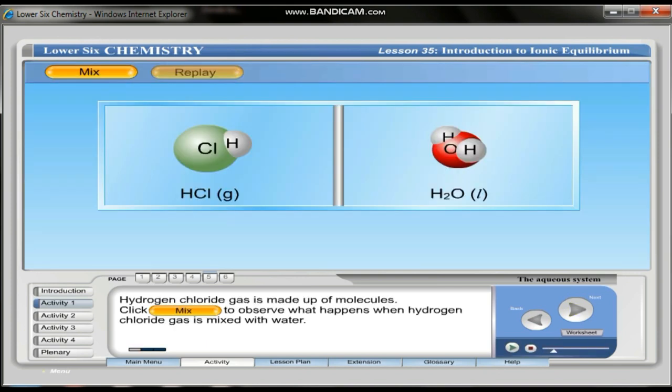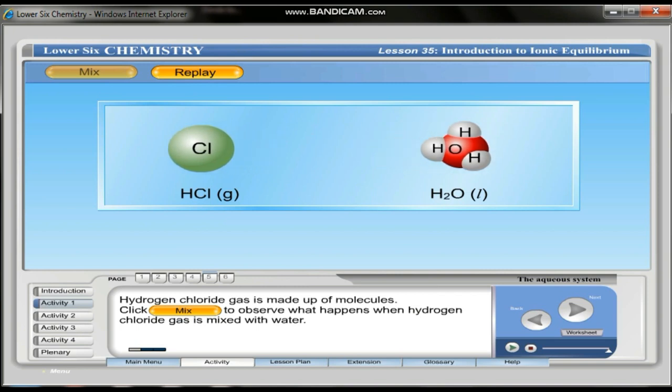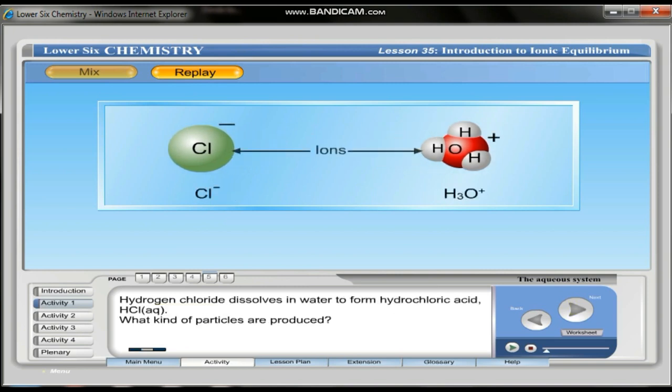Hydrogen chloride gas is made up of molecules. Click the Mix button to observe what happens when hydrogen chloride gas is mixed with water. Hydrogen chloride dissolves in water to form hydrochloric acid, aqueous HCl. What kind of particles are produced?